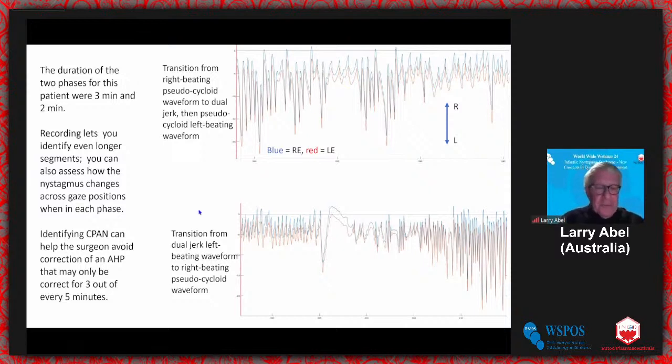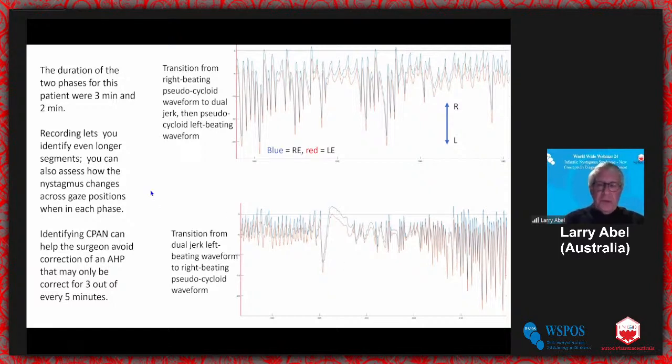And then a few minutes later, the left beating nystagmus transitions back to right beating. And this can avoid surgical correction, say 3 out of every 5 minutes. So you can identify congenital periodic alternating nystagmus very nicely with an eye tracker, whereas doing it in the consulting rooms by looking at the patient can be really socially awkward.